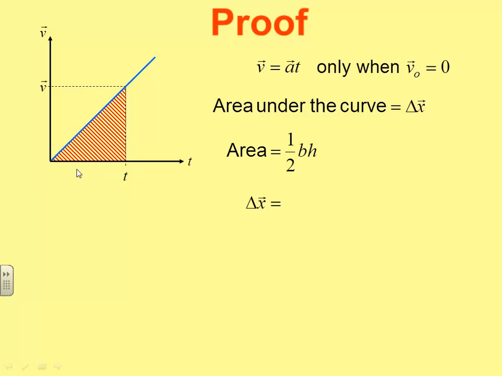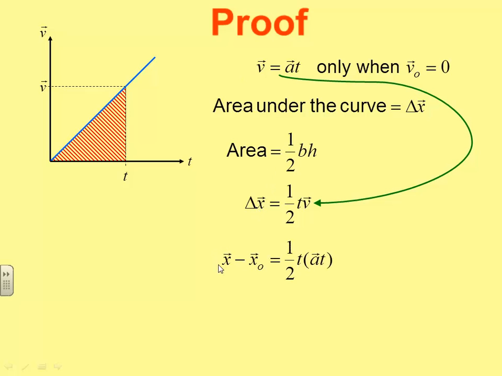The base of this triangle is t, so 1/2 times t, and the height is v. Now, this doesn't look like anything yet, but we also know that the final velocity is the acceleration times the time. Substitute. Displacement is final minus initial position: 1/2 times time times, instead of final velocity, acceleration times the time.